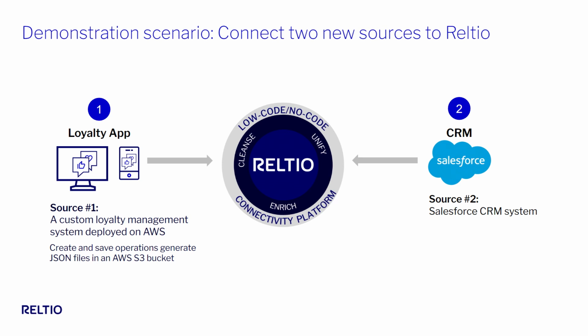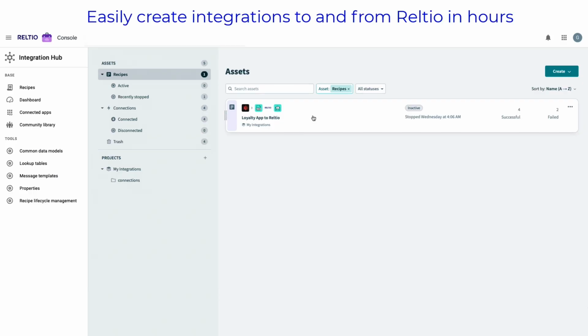So let's get started. I'm now in the Reltio Integration Hub console, which is where I can create and manage my integration processes via what we call recipes. Here you can see an existing recipe to connect my loyalty app to Reltio via S3. We'll have a quick look at this one, and then we'll create a brand new recipe to connect our Salesforce instance to Reltio from scratch.